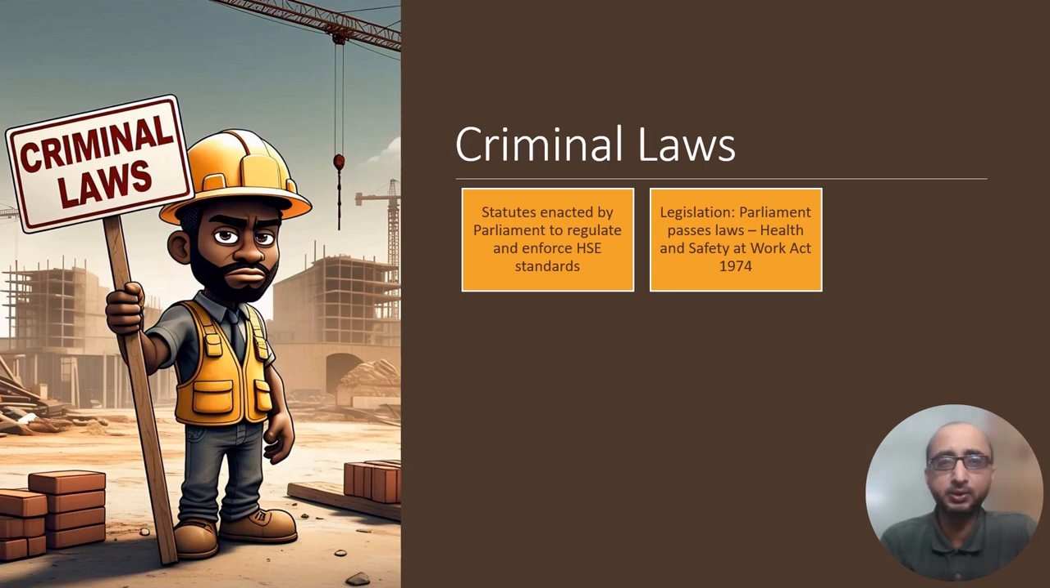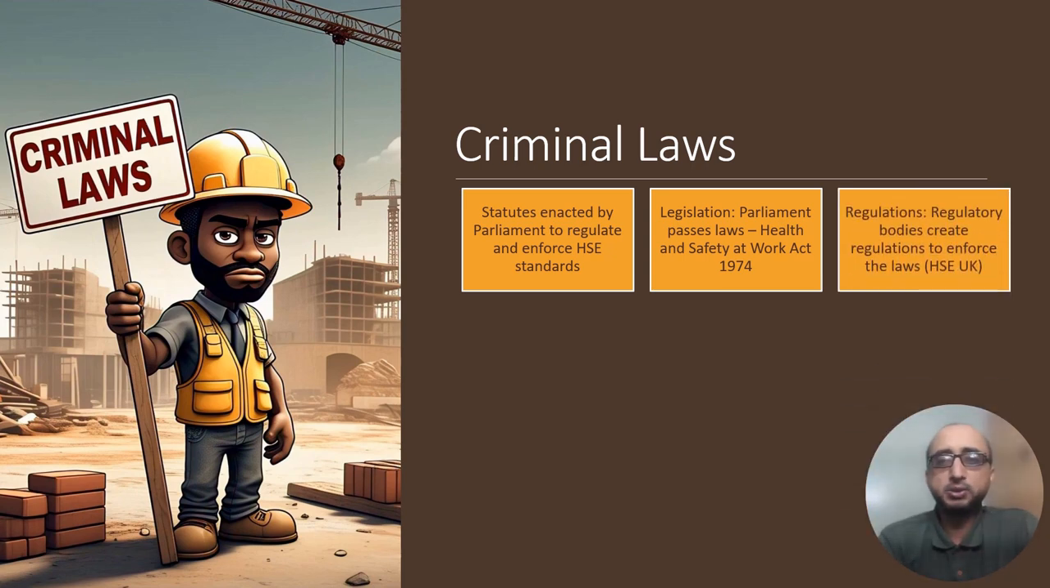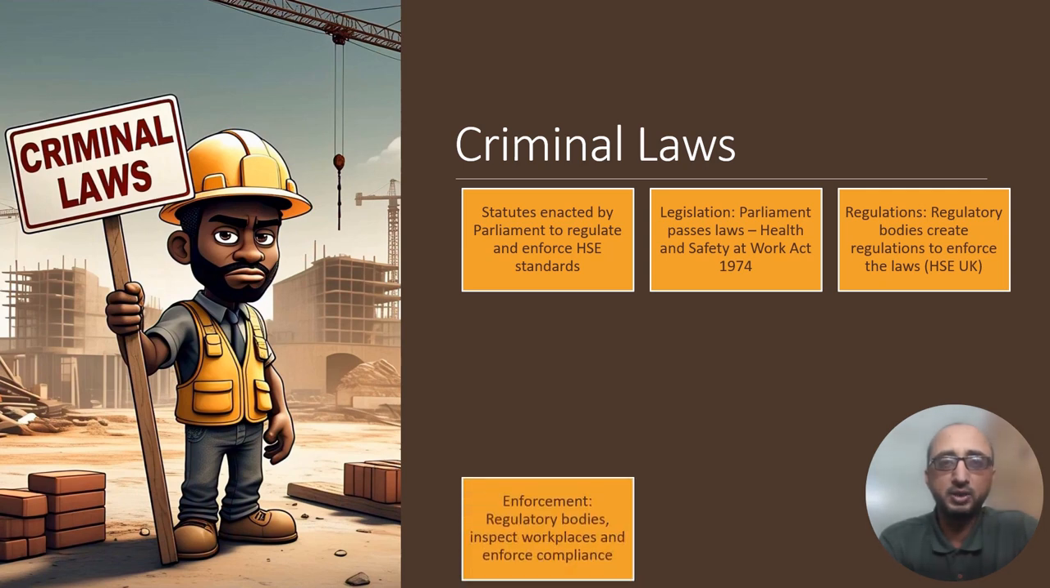Legislations: parliament passes the laws, like the Health and Safety at Work Act 1974. So basically these laws are legislations passed by the parliament. Once they are passed, they become the law and they become a legal obligation for anyone who is working under the jurisdiction of those authorities of the country. Then the regulations: regulatory bodies create the regulations to enforce the health and safety law. So the government makes the regulatory bodies to make sure laws related to health and safety are implemented effectively. These regulatory bodies develop the regulations that help any organization to ensure they implement the laws effectively.